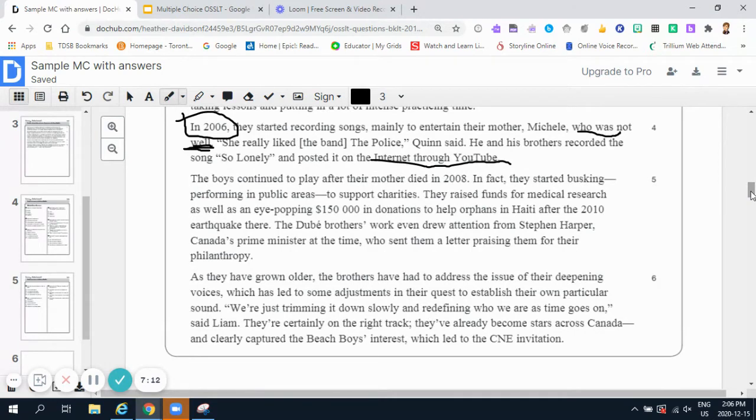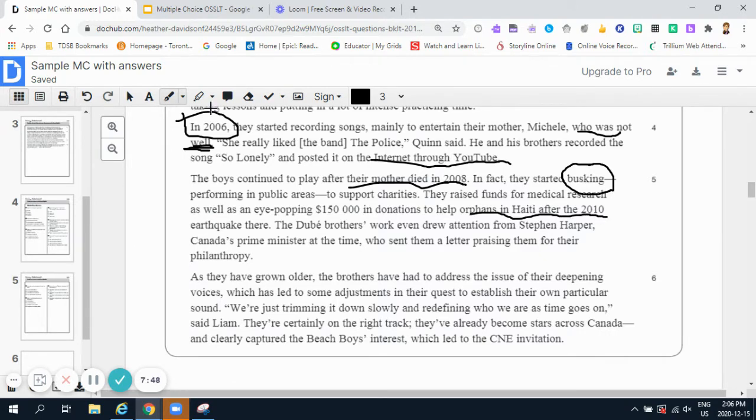The boys continued to play after their mother died in 2008. That's sad. In fact, they started busking. I might circle that word because I might not know what that is. Maybe I want to look it up, or maybe I want to come back to it to see if I can figure it out. They started busking, performing in public areas to support charities. They raised funds for medical research as well as an eye-popping $150,000 in donations to help orphans in Haiti after the 2010 earthquake there. So that's really interesting.